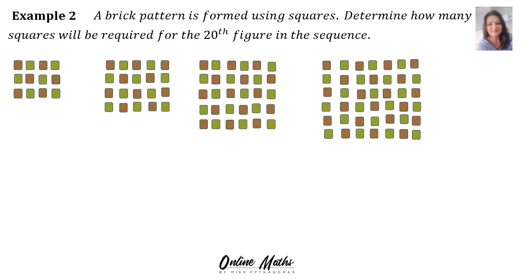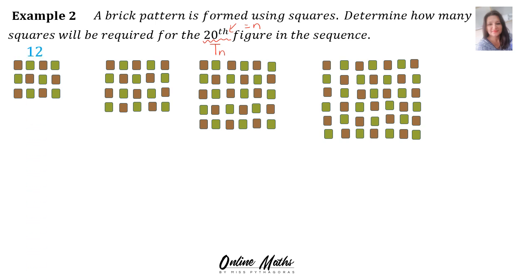Example 2. A brick pattern is formed using squares. Determine how many squares will be required for the 20th figure in this sequence. The 20th, therefore we are looking for Tn, and n is 20. Now, first of all, let's count the squares. I did it for you.